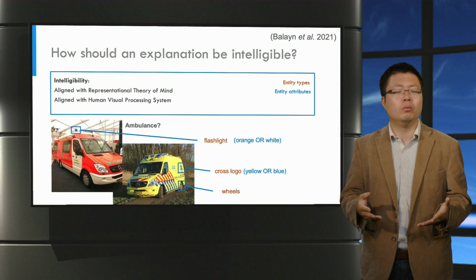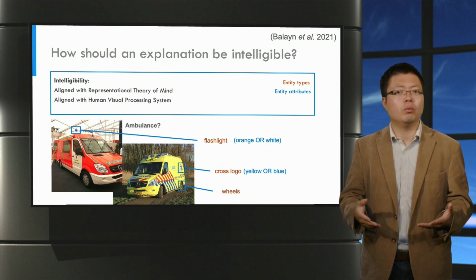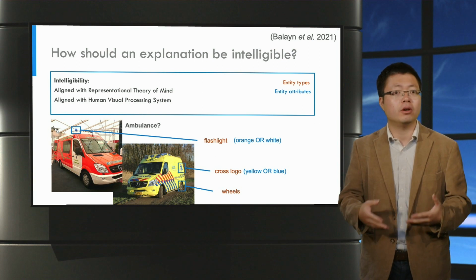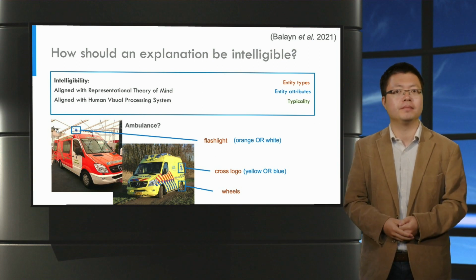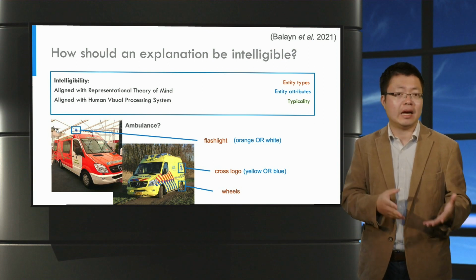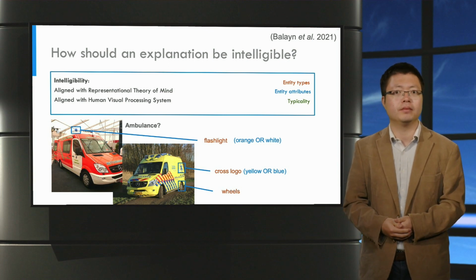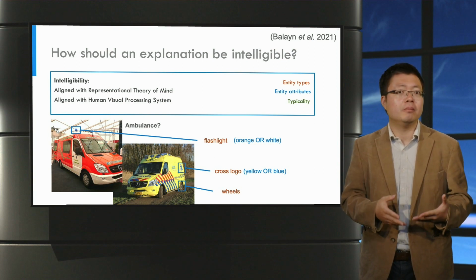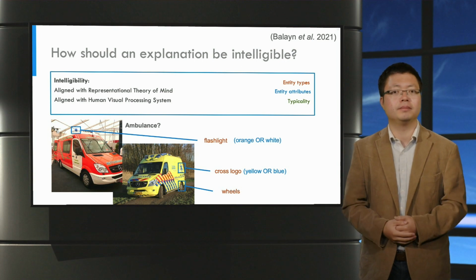Note that when we describe those attributes, we use the word typically, which is in fact an important concept by itself, denoting the strength of association between entity types and attributes. For example, the stripes on the ambulance are likely to be blue more than red.